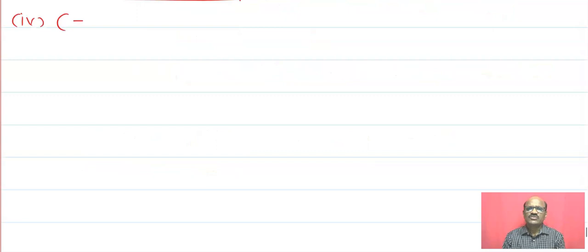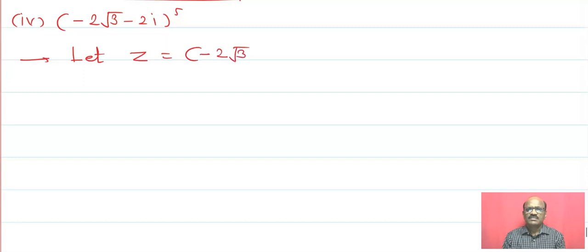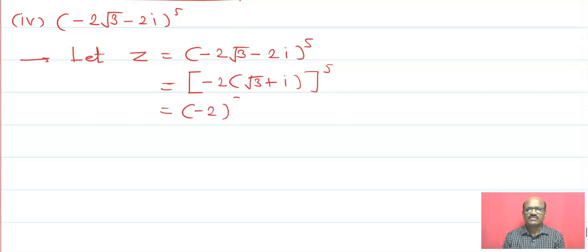Now, there is a bracket raised to 4. Next is minus 2 root 3 minus 2i bracket raised to 5. Z is equal to minus 2 root 3 minus 2i bracket raised to 5. Take minus 2 as common. Therefore, you are getting minus 2 raised to 5 and root 3 plus i bracket raised to 5.